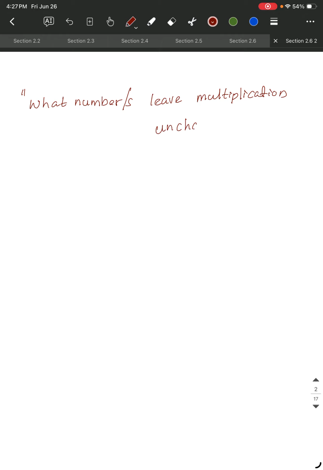So, I wanted to know what number or numbers leave multiplication unchanged. The answer should be the number 1. So, the matrix equivalent of the number 1 is the identity matrix. I hope you remember that.